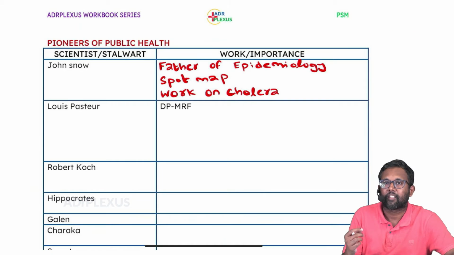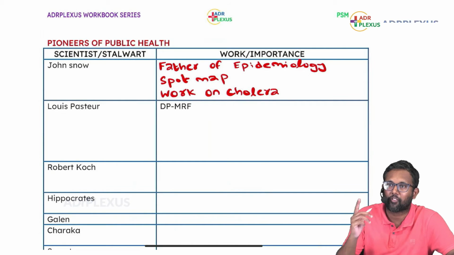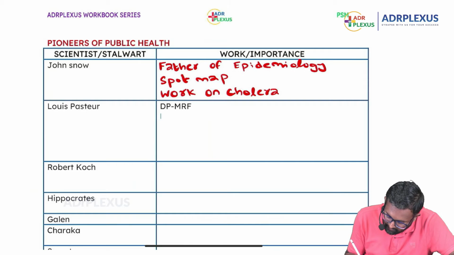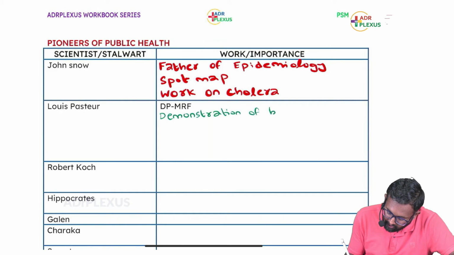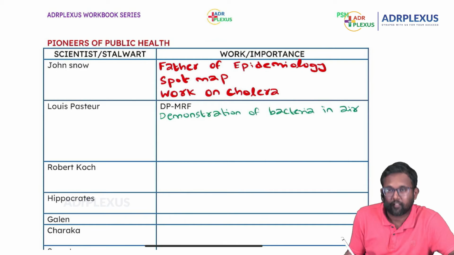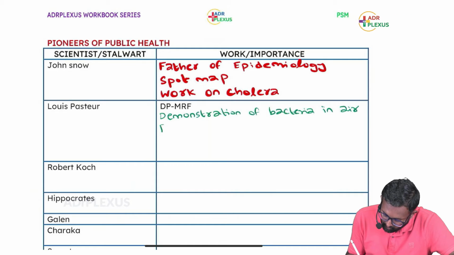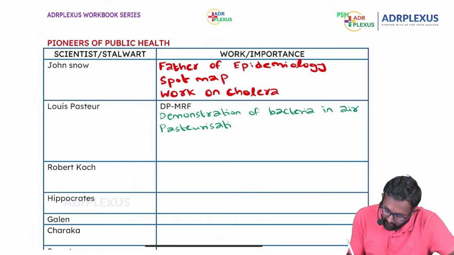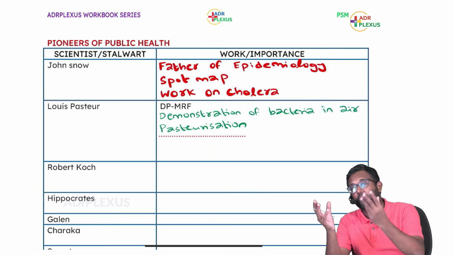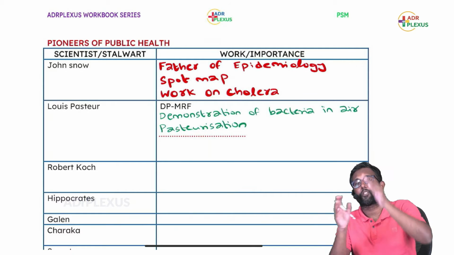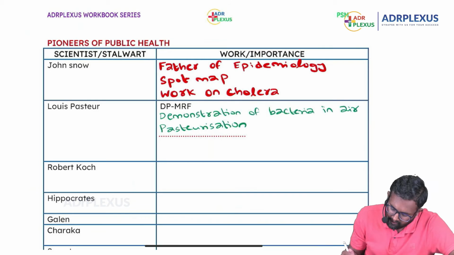So D means demonstration of bacteria in air. Next, P stands for pasteurization, like boiling. So when you go to a new home, you just boil the milk. No, that is not it. Pasteurization is heating the milk to a very high temperature. It kills most of the bacteria.